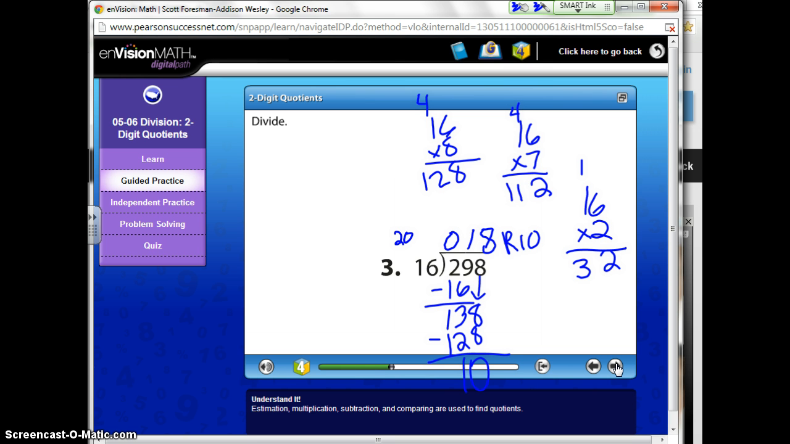Look at all the work I have around here. It's a lot. That's going to happen today. You're going to have a lot of work around here. You are not doing it in your head unless it's simple math, like 1 times something, or maybe even 2 times something.